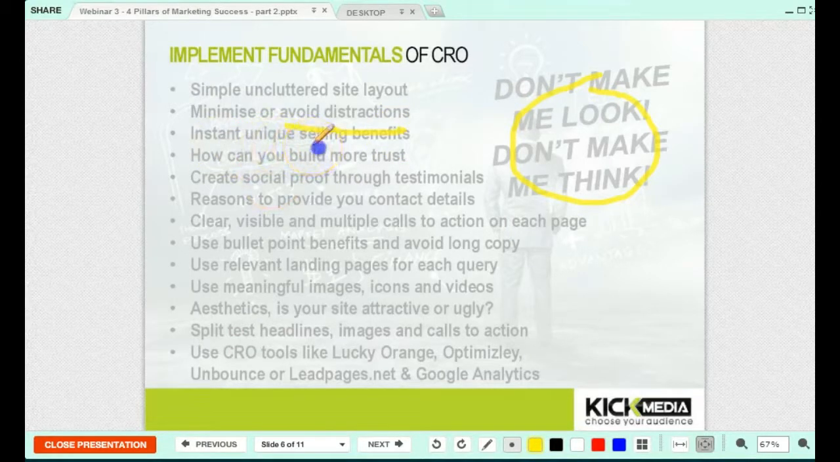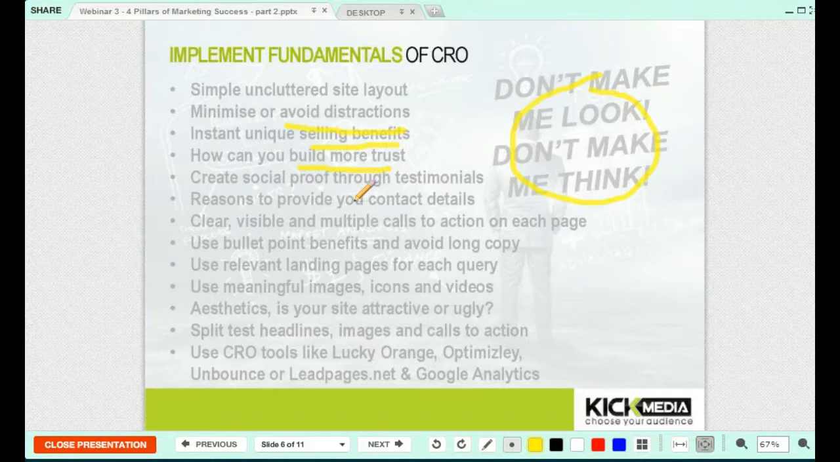Instant, unique selling benefits. Okay, so what is it that instantly appeals to them? We'll go through and show you how and why you should apply which types of selling benefits based on the next few slides we go through. How you can build more trust. So again, that's a big topic.